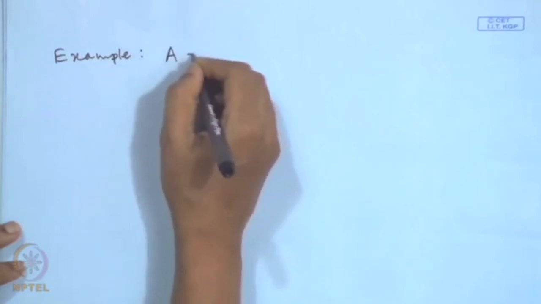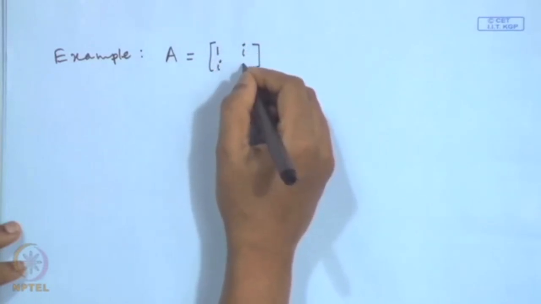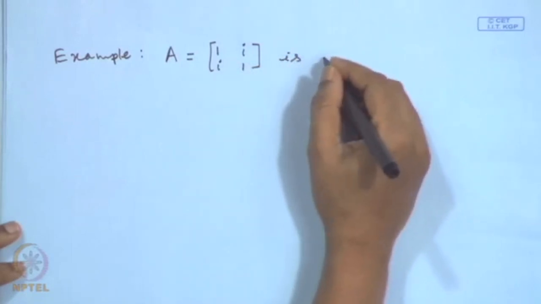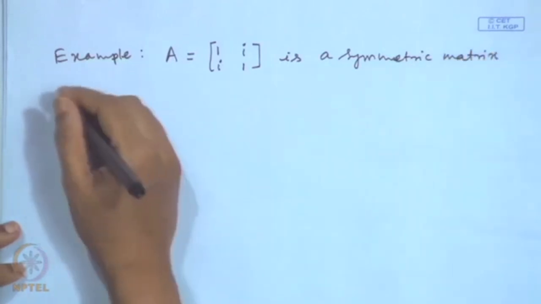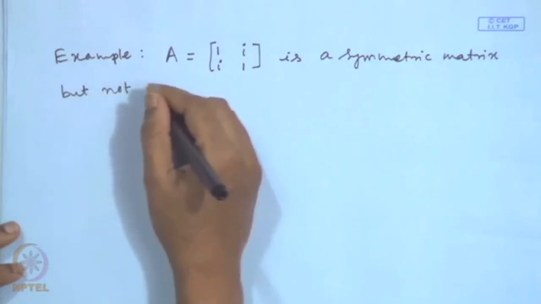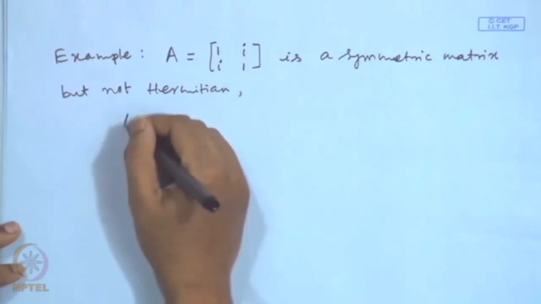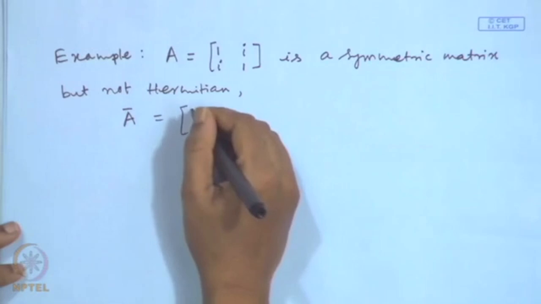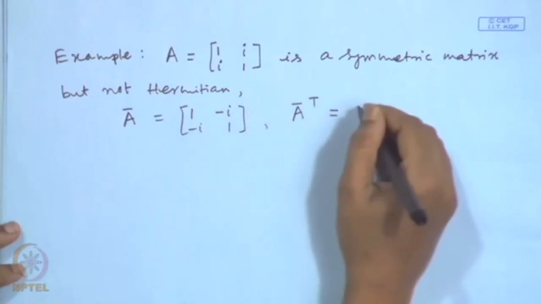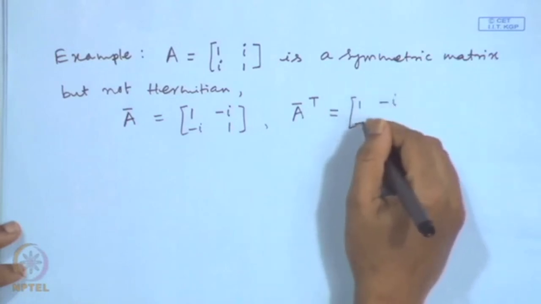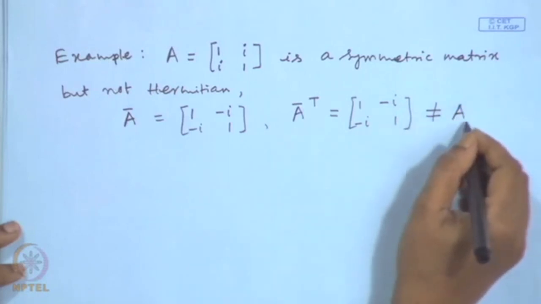So let us see one example. This matrix A with entries 1, i, i, 1 is a symmetric matrix, but not Hermitian. One can check easily, because if we take A conjugate, we get 1, minus i, minus i, 1, and A conjugate transpose is also 1, minus i, minus i, 1. So this is not equal to the matrix A, therefore it is not a Hermitian matrix.